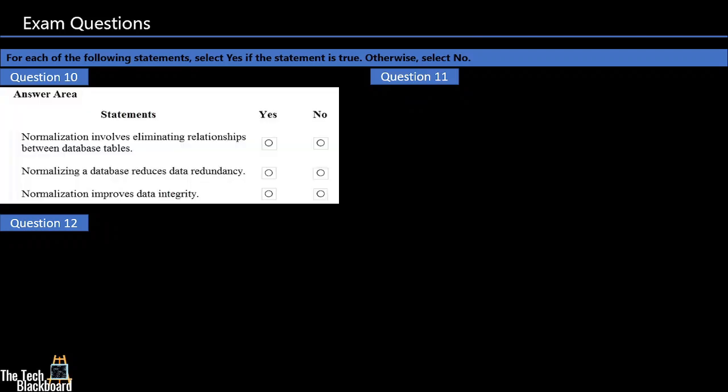Our question number 10 gives us three statements. The first statement says normalization involves eliminating relationships between database tables. Does normalization involve eliminating relationships? No. In fact, it's quite the opposite. Normalization is all about building relationships. So this statement is a no.